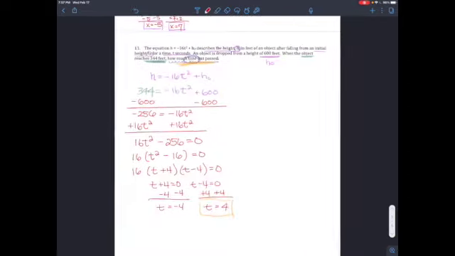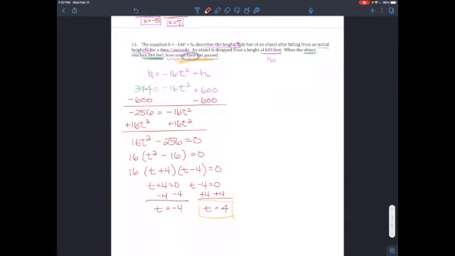The question should be answered in seconds. 4 seconds pass for the object to reach 344 feet.